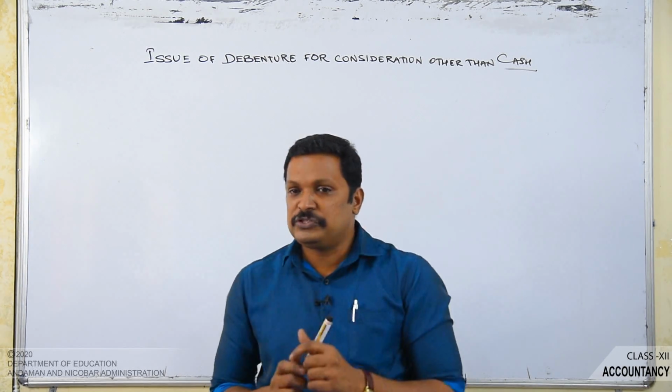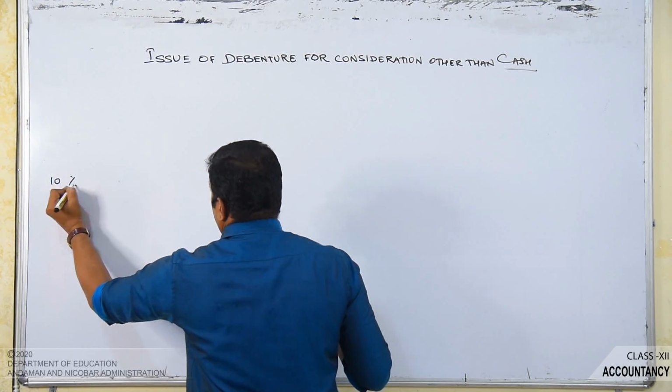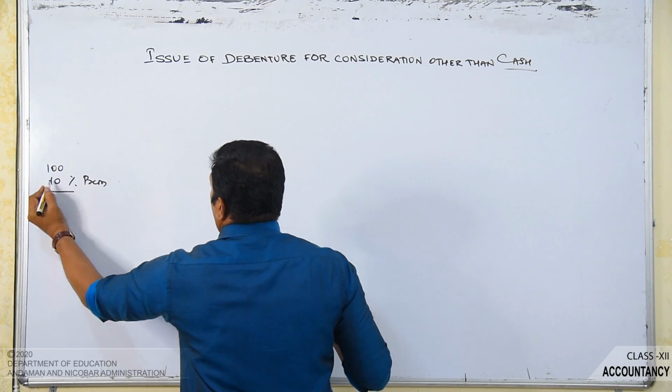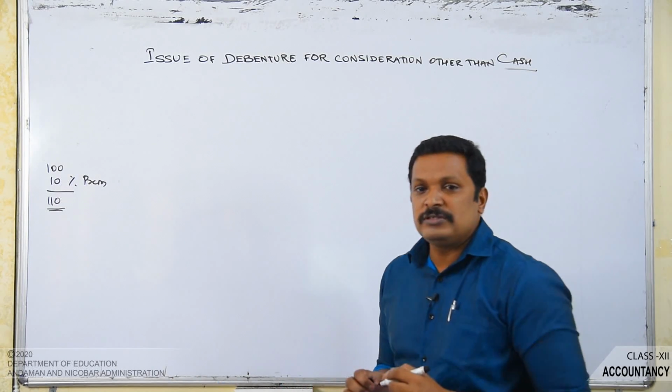Now, Excel Limited is going to issue debentures in return. They are going to issue debentures at 10% premium. The face value is 100, and they are issuing at 110. Isn't it? So, this is the case.